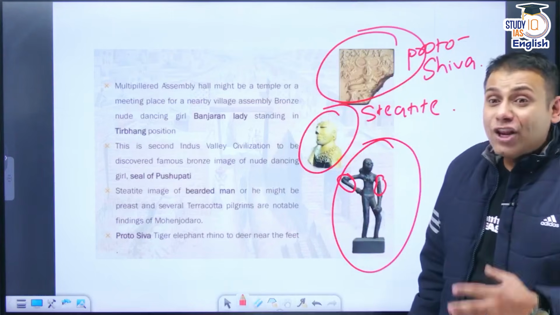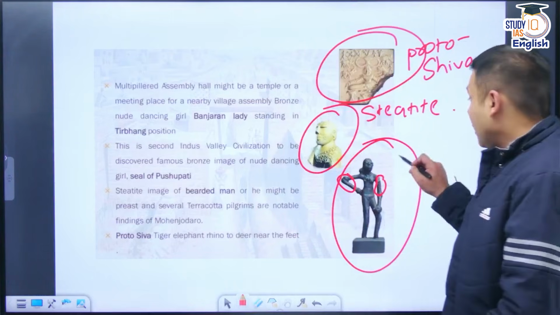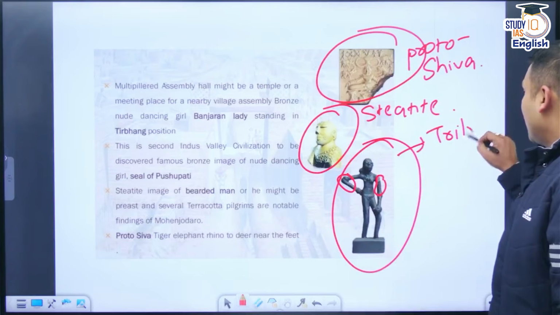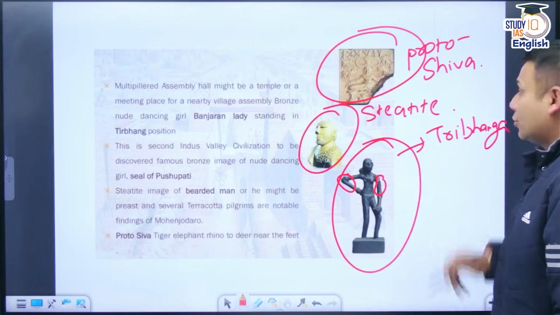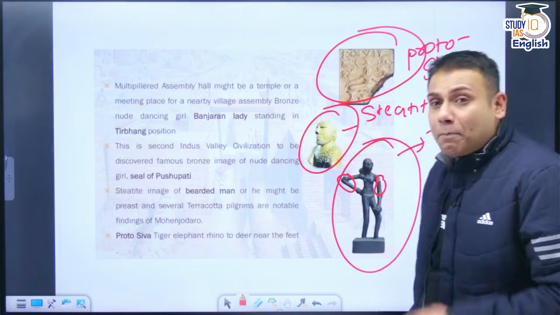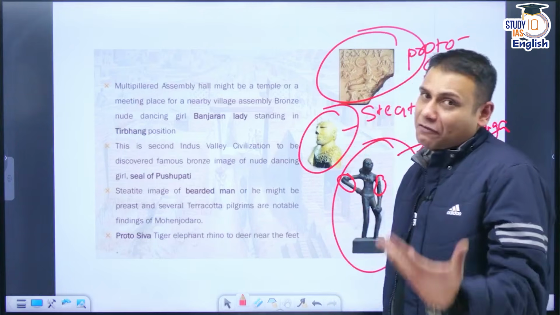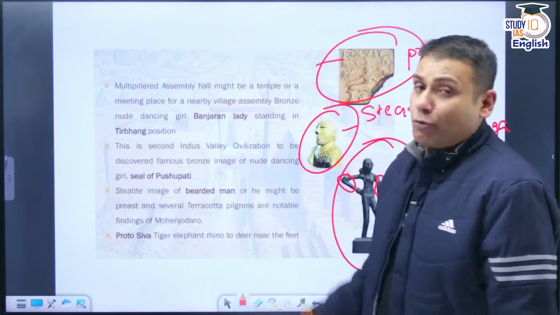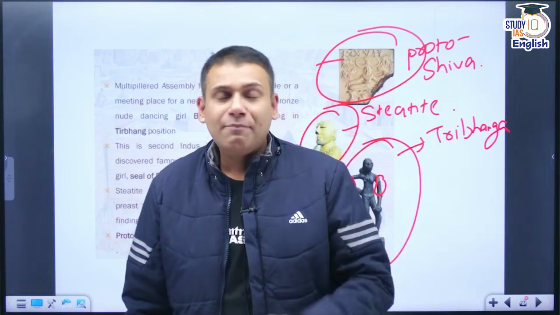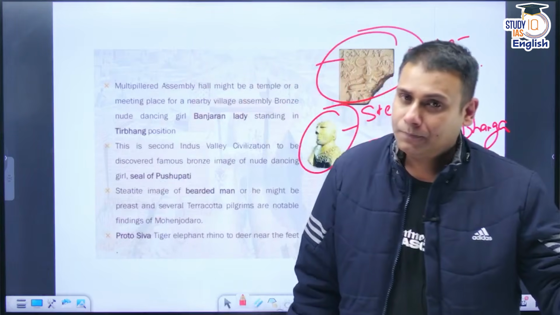A bronze image of a nude dancing girl standing in Tribhanga posture has been found at the site of Mohenjo-daro. A steatite image of a bearded man has been found at the site of Mohenjo-daro. A seal of Pashupati Mahadev or Proto Shiva has been found at the site of Mohenjo-daro.